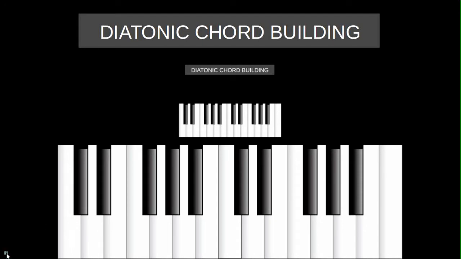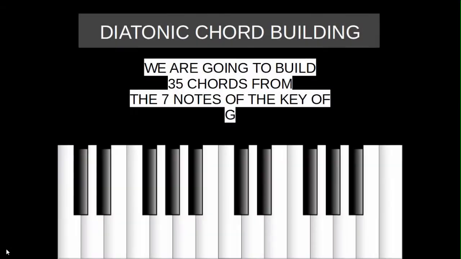Okay, so I built this little demonstration from Libra. It's called Presentation. And at first I tried to do it on just Photoshop. I worked on it for like 2 days and ended up just throwing it in the garbage. Well, the proverbial digital garbage. Anyway, so what it says here is diatonic chord building. We are going to build 35 chords from the 7 notes of the key of G.